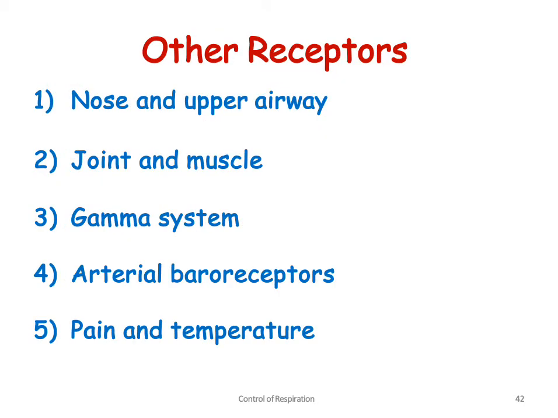And other receptors related to respiration are, first, nose and upper airway. Second is joint and muscles. Third, gamma systems. The fourth, atrial baroreceptors. The fifth is pain and temperature.